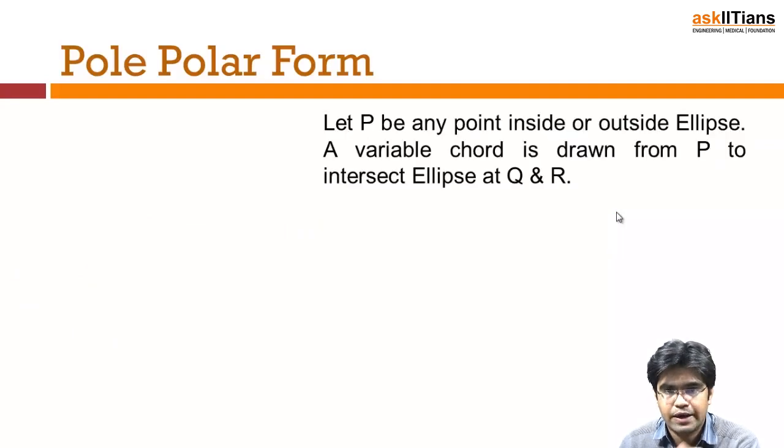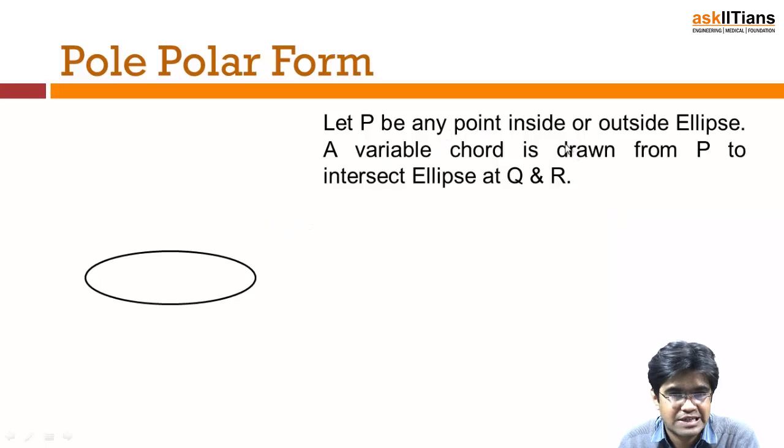Now again I'm explaining what is polar form. This concept is again a general concept, like the previous chord of contact. This polar form is also a general concept. You can apply it to any conic section. Let P be any point inside or outside the ellipse. So let's say this is our ellipse and this is the point P. It can be inside or outside.